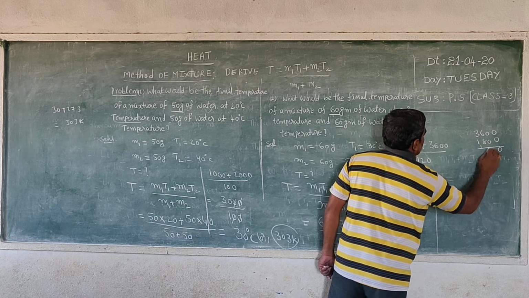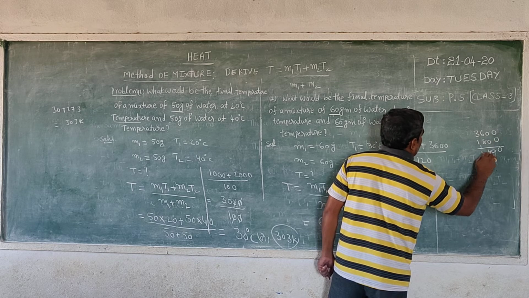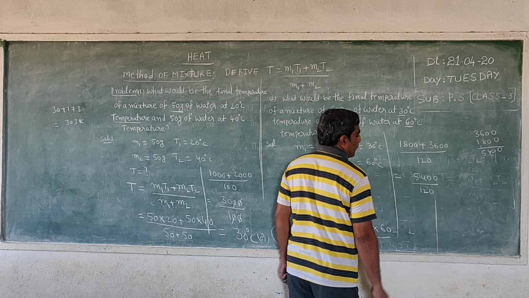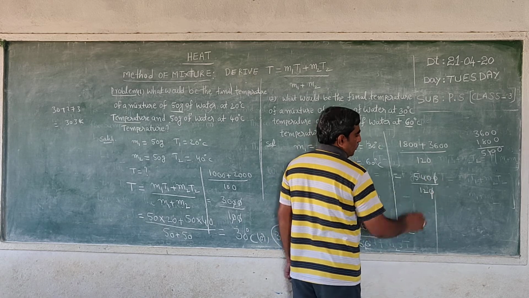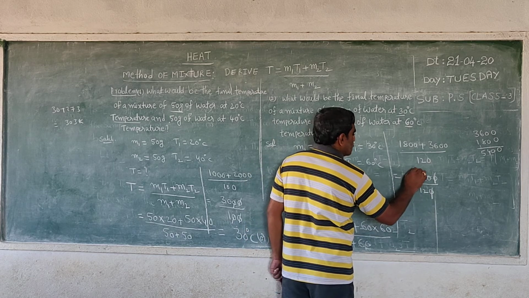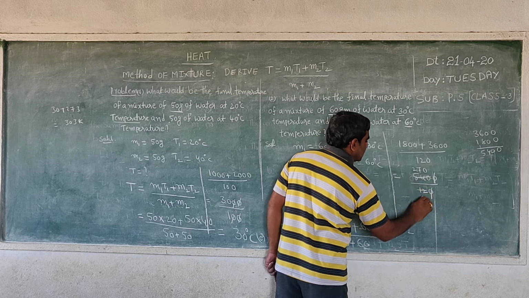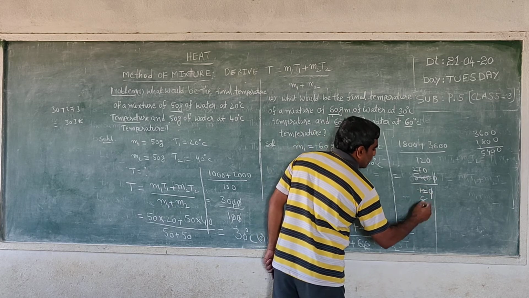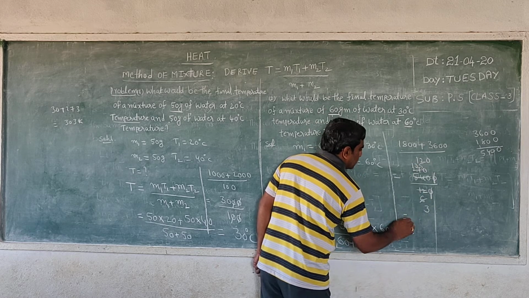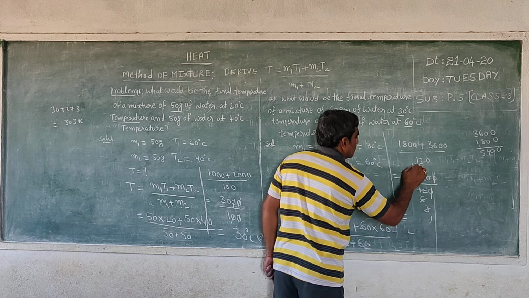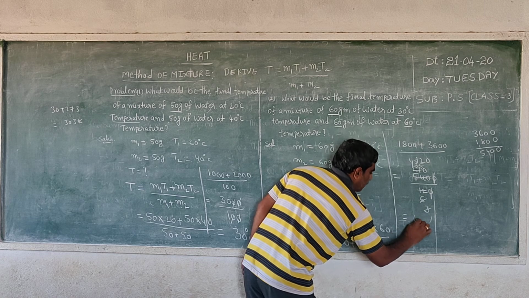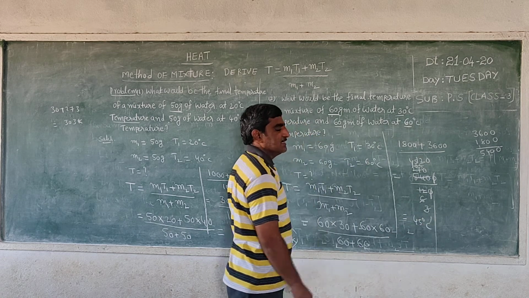So that is 5400 by 120. So we can calculate by cancelling the zeros and common factors. Another calculation, 12 times 4 is 48, 12 times 45, that is equal to 45 degrees Celsius. 45 degrees Celsius.